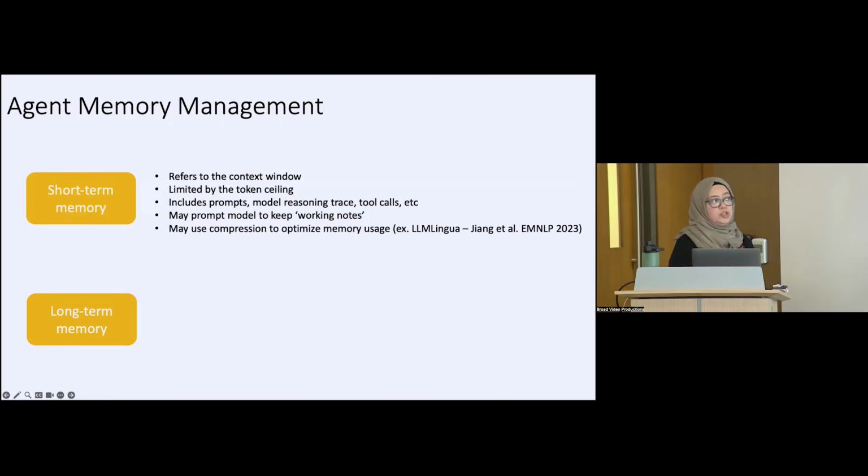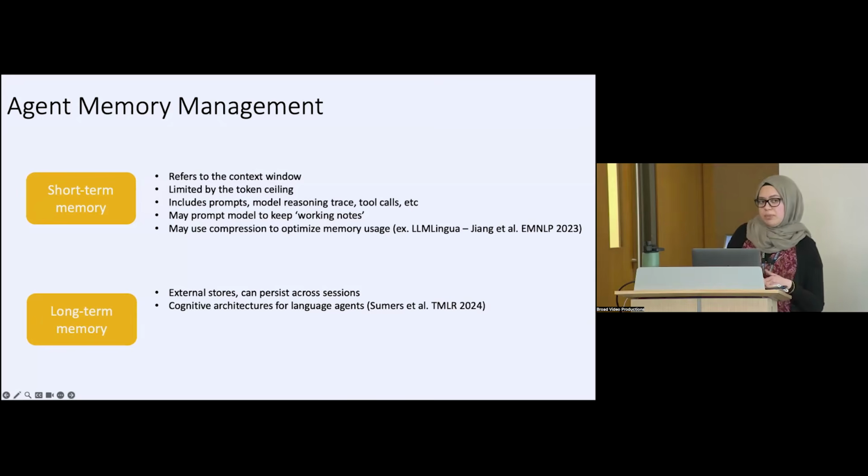Additionally, you might also use token-level compression of the context in order to optimize storage. This was shown, for example, with LLMLingua, where they used a small language model to prune less important tokens at every iteration in order to optimize usage.